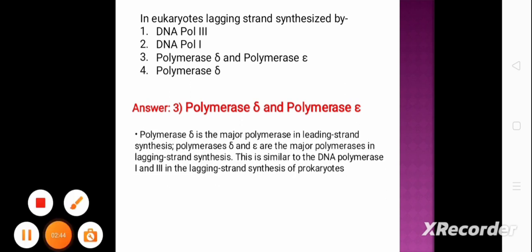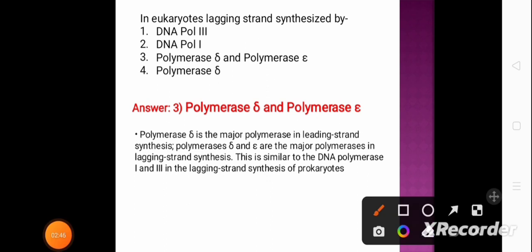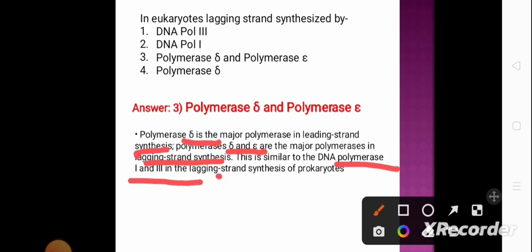Polymerase delta is the major replicative polymerase in leading strand synthesis in case of eukaryotes, whereas polymerase delta and polymerase epsilon are the major polymerases in lagging strand synthesis. This is similar to DNA polymerase 1 and 3 in the lagging strand synthesis in prokaryotes.